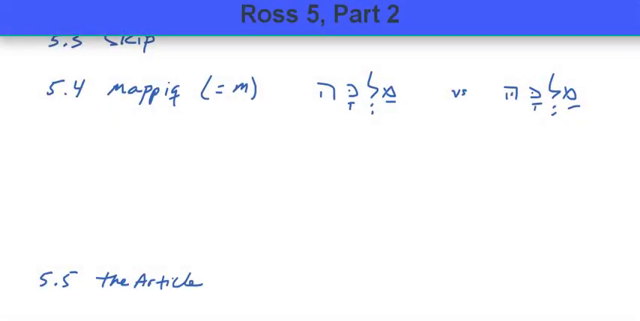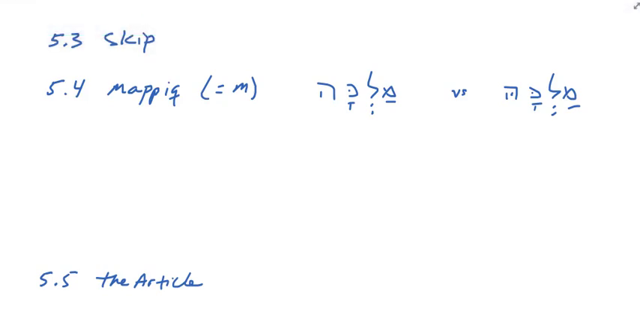In Ross 5.3, he talks about something called the conjunctive dagesh forte. And what I want you to do is take your pencil and, to the left of 5.3, just put an X next to it, and we're going to skip it. It's not really that important for baby Hebrew, so we're just going to move on to the next thing.